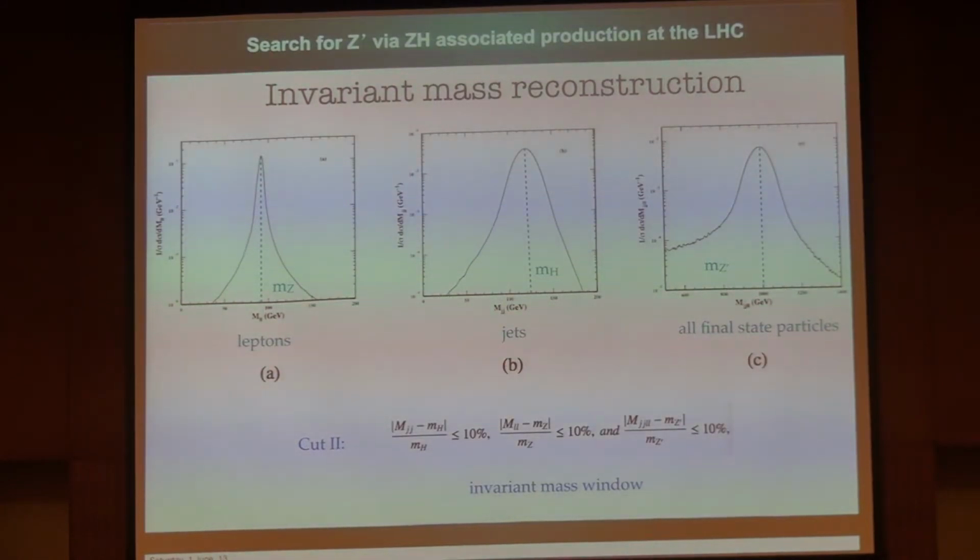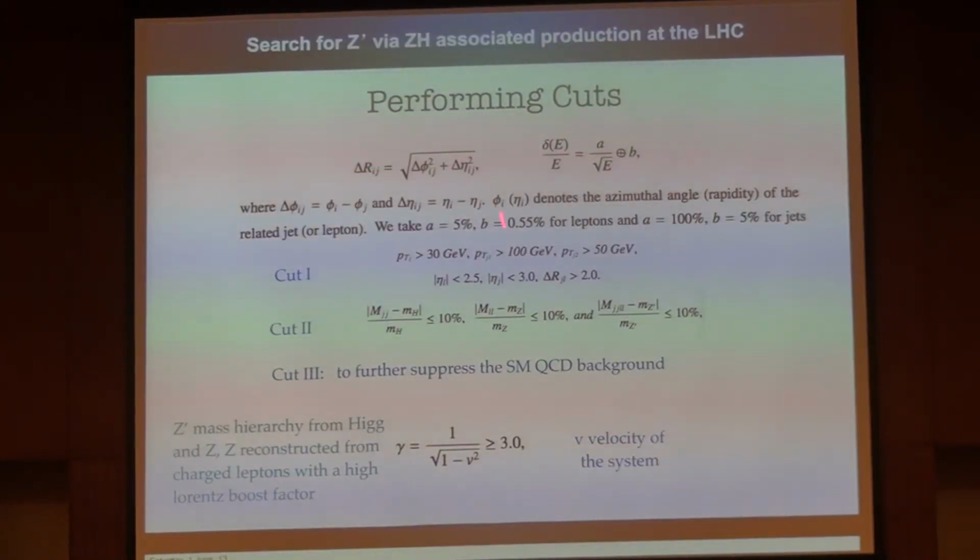here. And so we choose the cut to be the invariant mass window here. In all 3 situations, we choose the window to be less than 10% of the resonant peak mass. In the above discussion, the delta R here is defined from the azimuthal angle and also the rapidity. The energy smearing is performed according to this Gaussian distribution, and the A and B are chosen for different values for leptons and jets.